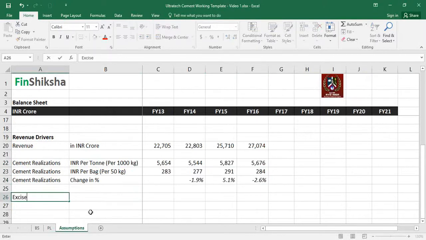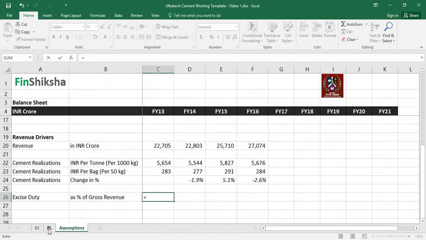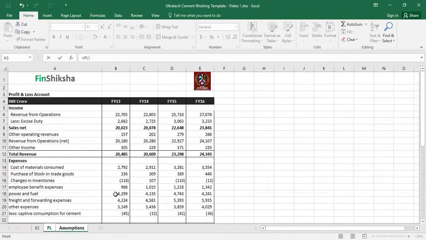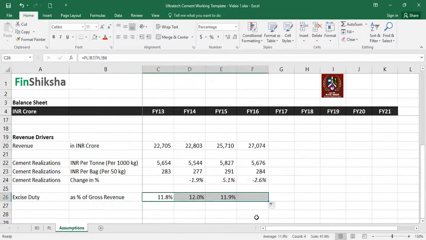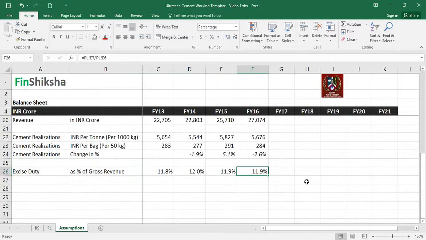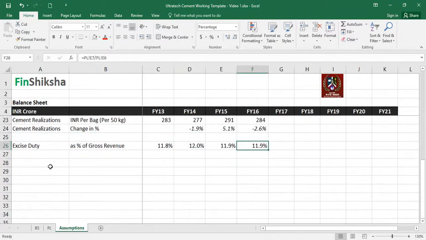Next comes this discussion about excise duty, right? And this is typically as percentage of gross revenue from operations. And we can directly find out on the P&L what is the excise duty number, and divide it by the revenue from operations. And we'll get the excise duty number in percentage terms. And we see that has basically stayed around approximately equal to 12%. So that's what we are going to take as an assumption in the future as well. There's a clear trend in excise duty that the government charges, right?